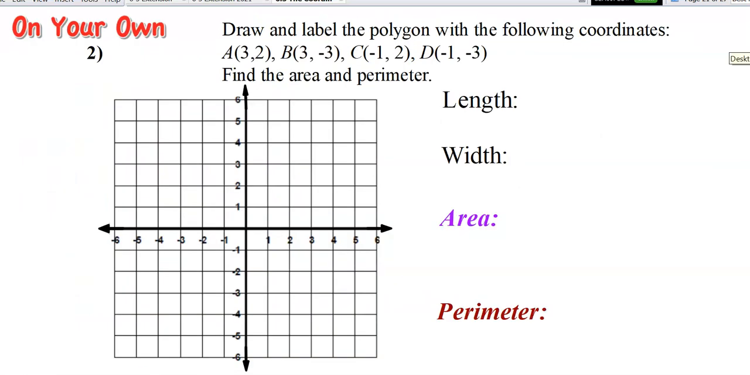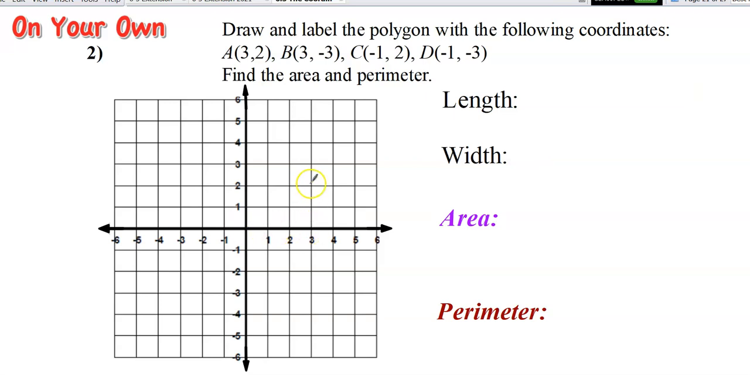Okay, so now I have an OYO, and I'm asking you to draw and label the polygon, and you're going to first find the length and the width, and then calculate the area and the perimeter. So go ahead and pause the video, and then I will show you my work.